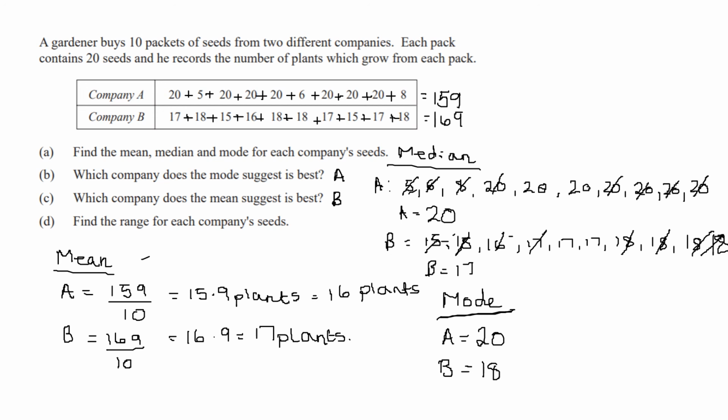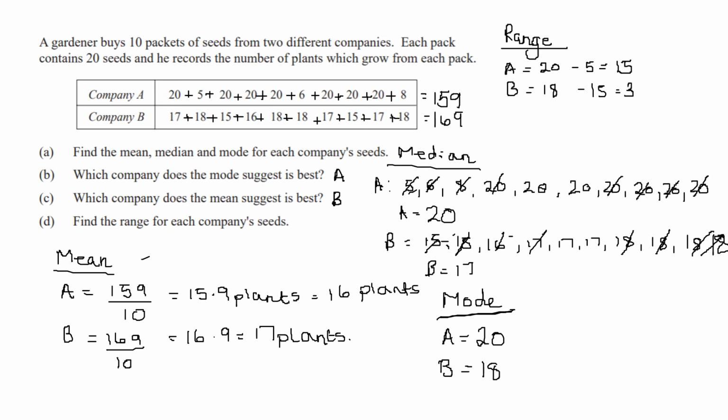And now finally we need to find the range for each company's seeds. So for A, the greatest number of plants that grew is 20 and the smallest number is 5, so that will give 15. And for B, the greatest number that grew is 18 and the smallest number is 15, and that will give us 3.